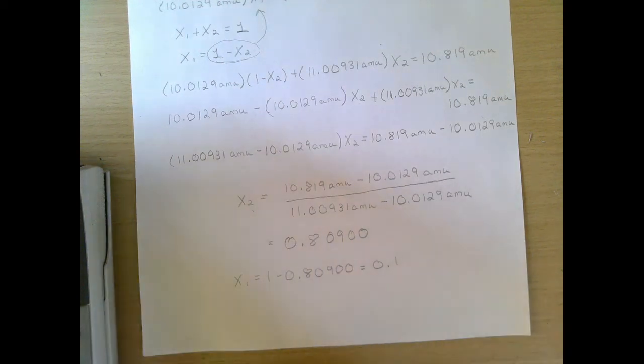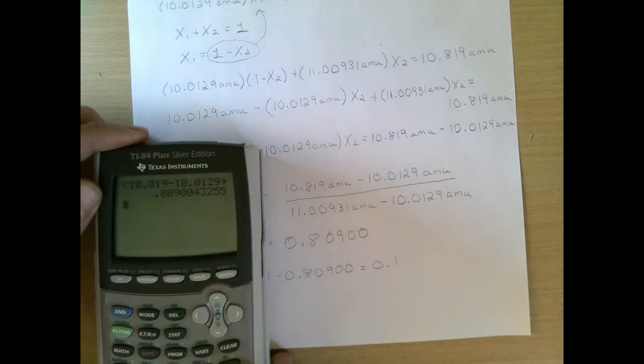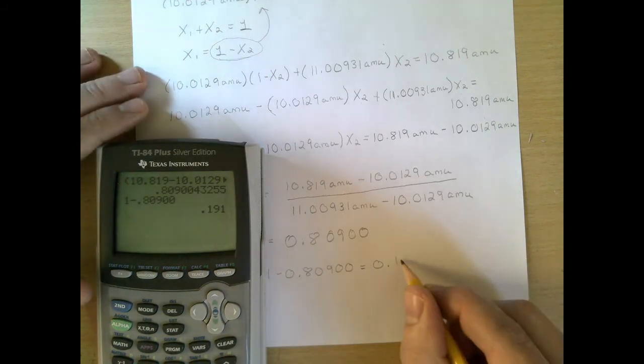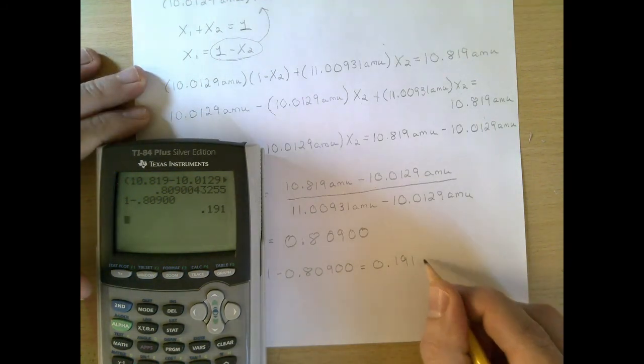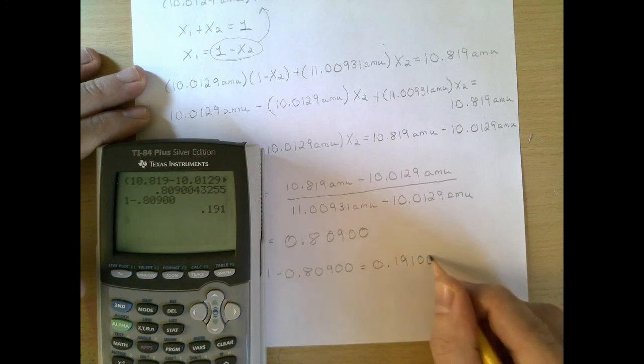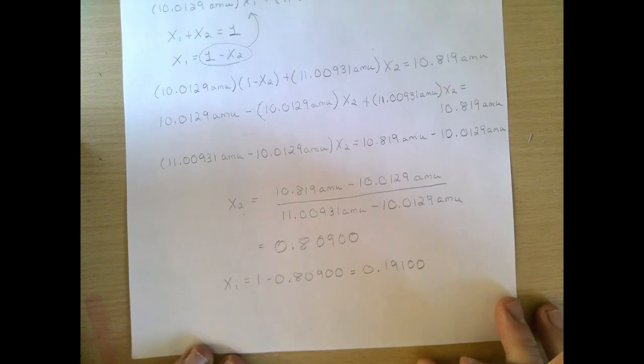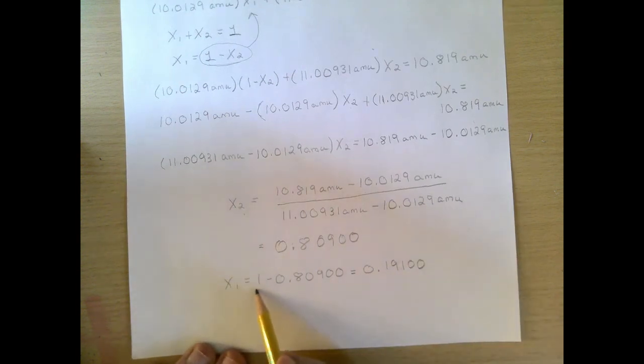Let's get our calculator out again. 1 minus 0.80900 gives 0.19100. We take the 2 zeros at the end to give us the same number of significant figures, because this one value here is one of those constants that has as many significant figures as we need it to have.